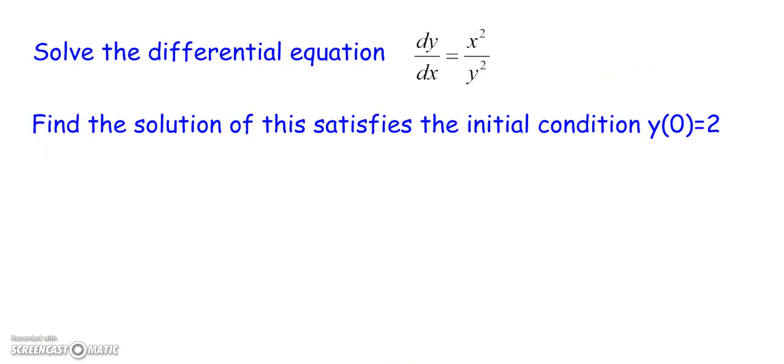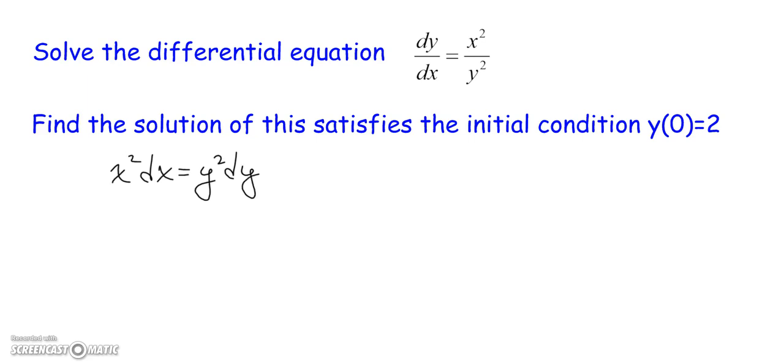Okay, so solve the differential equation. How do I know this is a separable equation? X is on top, y is on bottom. The new equation I'm going to create does not have any fractions in it. How do I write this with no fractions? I know you've all got food in your mouth. Cross multiply. So we're going to say x squared dx is equal to y squared dy.